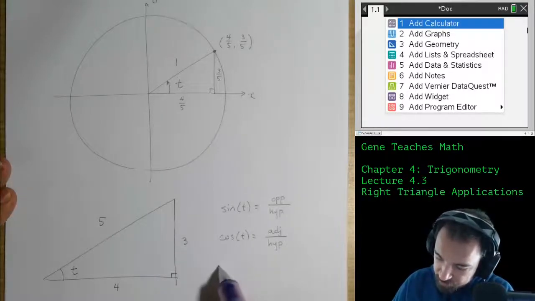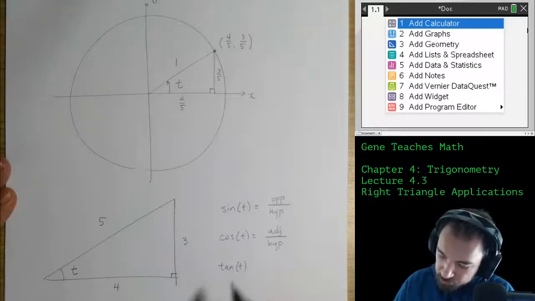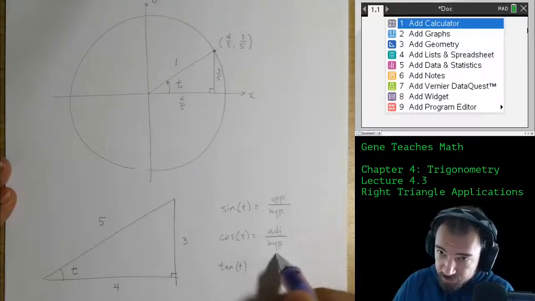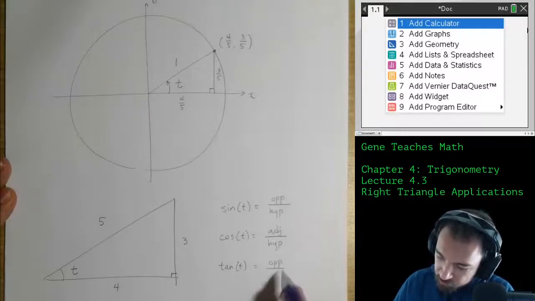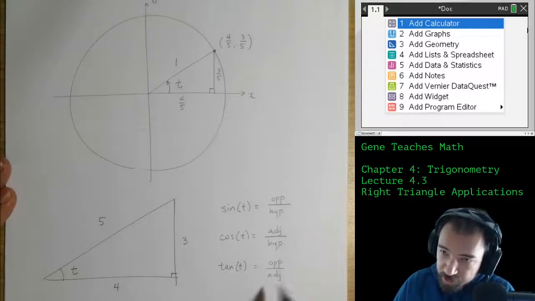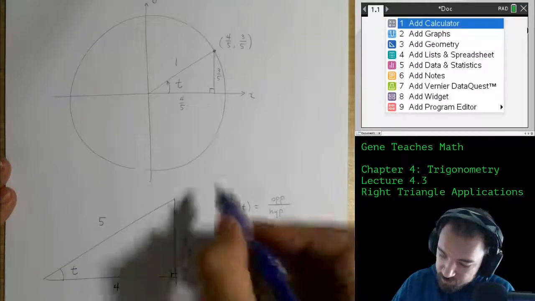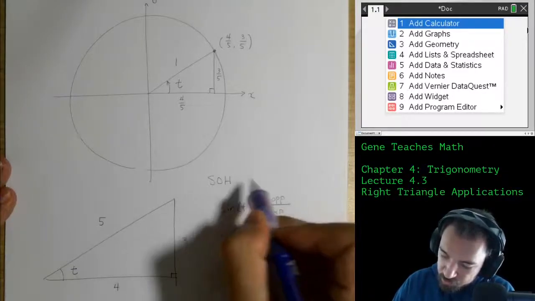And then finally, to get tangent of t, we would take sine of t divided by cosine of t. The denominators would cancel, and we'd simply get opposite over adjacent. And this structure we often teach in geometry as SOHCAHTOA.